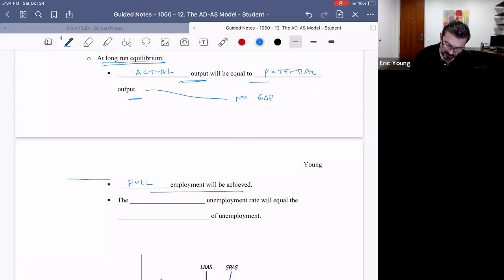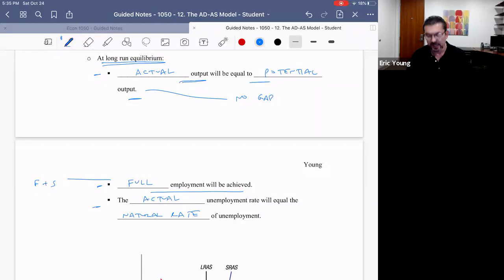Remember that an economy hits full employment when it only has frictional and structural unemployment. Think back to your unemployment lectures. And finally, at long-run equilibrium, the actual unemployment rate will equal the natural rate of unemployment. Now, I gave you these three different conditions that occur at long-run equilibrium, but you should see by now that fundamentally it's saying the same thing in different ways.